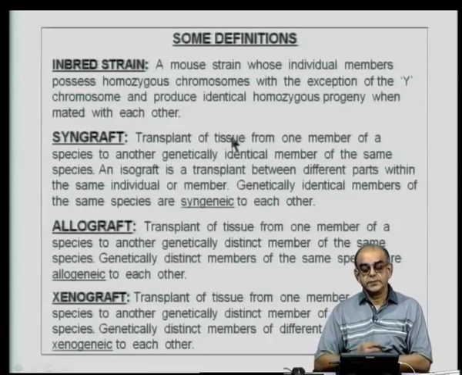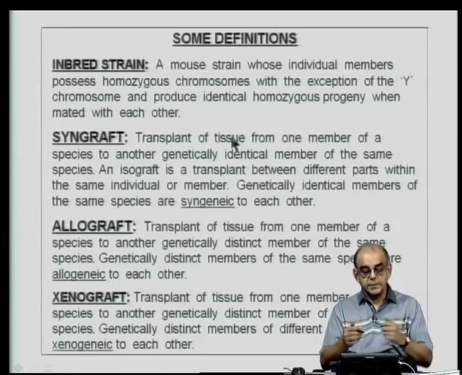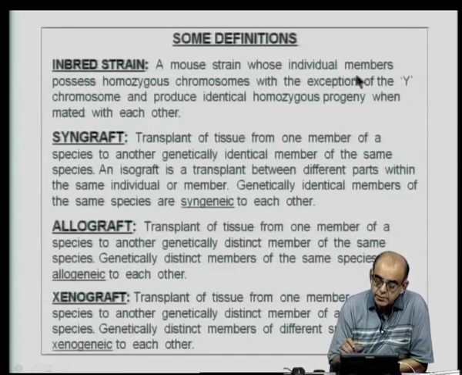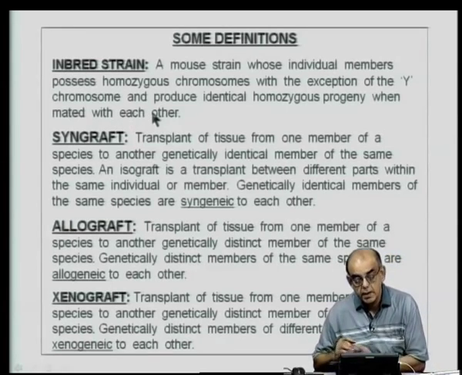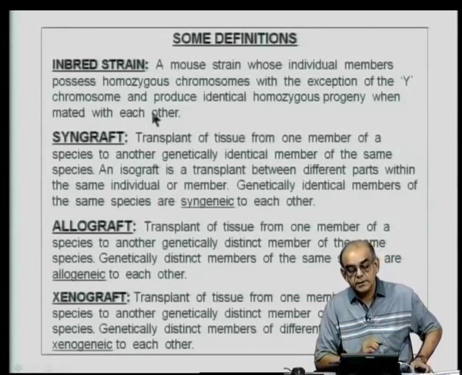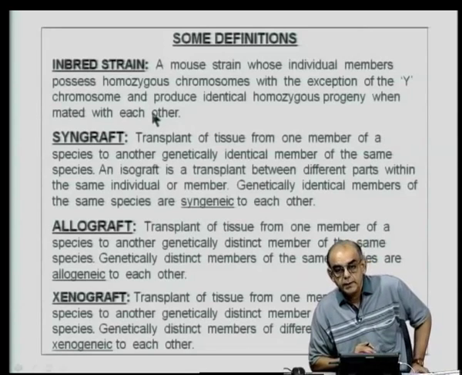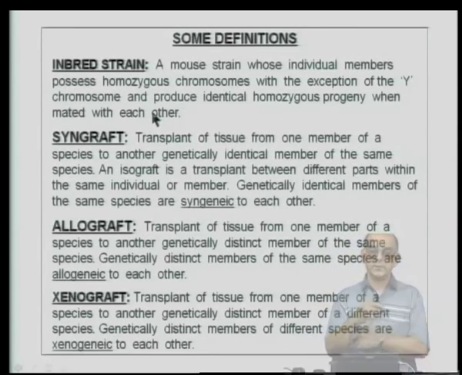So, some definitions are in order. As we saw earlier, in a mouse strain whose individual members possess homozygous chromosomes, all the chromosomes are identical with the exception of the Y chromosome. Now, these inbred strains produce identical homozygous progeny when they are mated with each other, and these inbred strains of mice can be obtained by brother sister mating, based upon a statistical principle of mating more than 10 to 15 times brother sister matings.